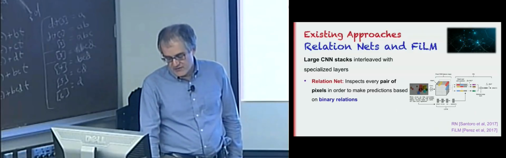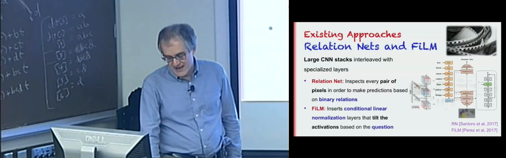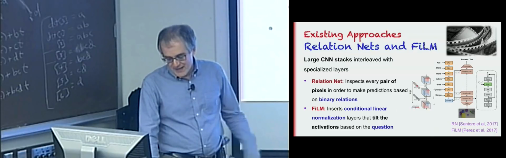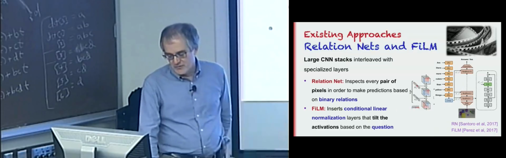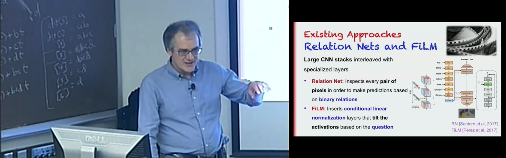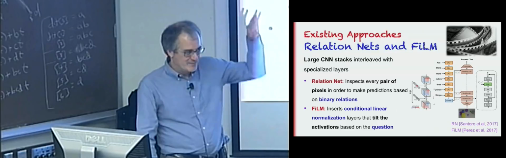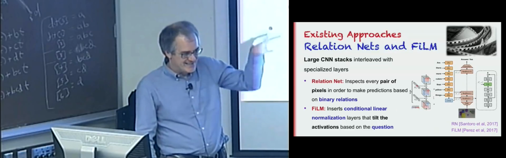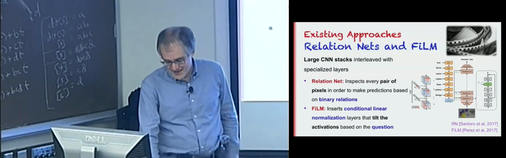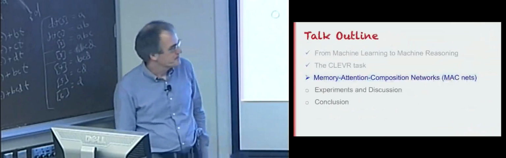And then there was a kind of interesting model that came out of Montreal, which was FiLM, which tried to put these layers in between the convolutional neural network layers, which are kind of like a layer normalization, but they condition how they normalize based on the question and its semantics to try and work out the answer to the question. That one's a bit harder to get a sense of immediately.